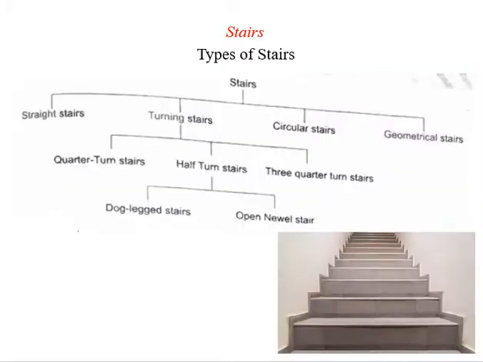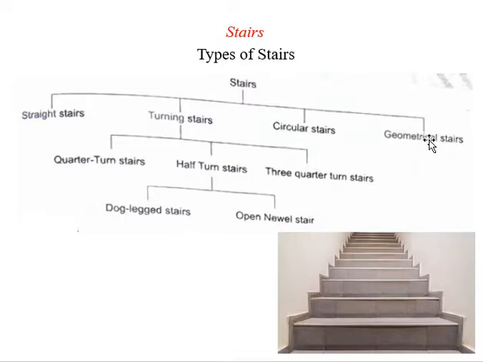Next we will classify the stairs into four categories. First is the straight stair, then turning stair, circular stair, and geometrical stair. Next we will further classify the turning stair into quarter turn, half turn, and three-quarter turn, and again we will classify the half turn into dog-legged and open newel or open well type of stair.